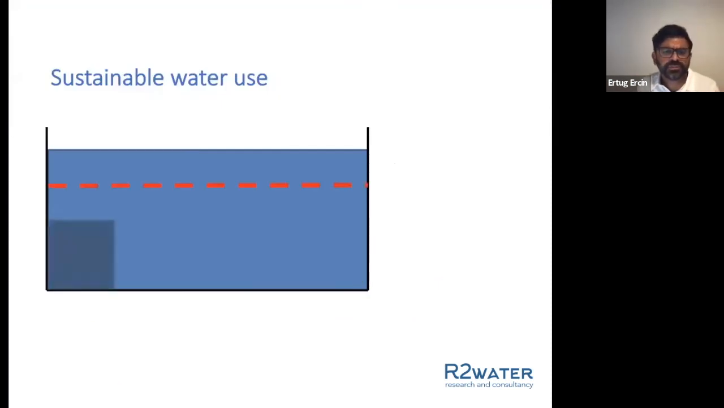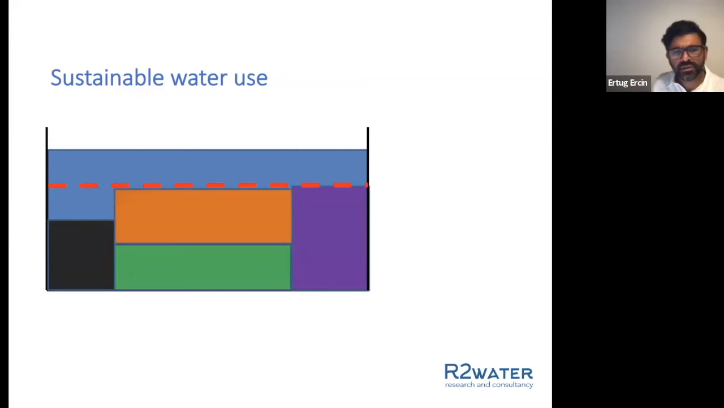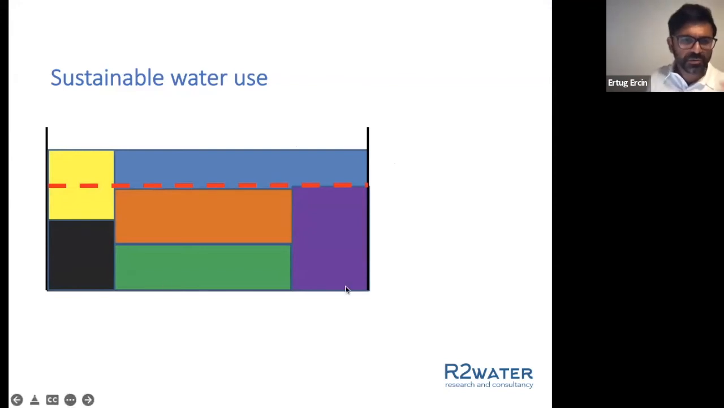Sustainable water use is about not only your use, but also, for example, these different companies in a location. Company A uses this much, there's still water. Company B uses this much, there's still water. C uses, no problem. Company D uses, no problem. But when another user comes, the problem starts. The problem starts when everything is over this red dotted line. And then you ask your question: what can we do?